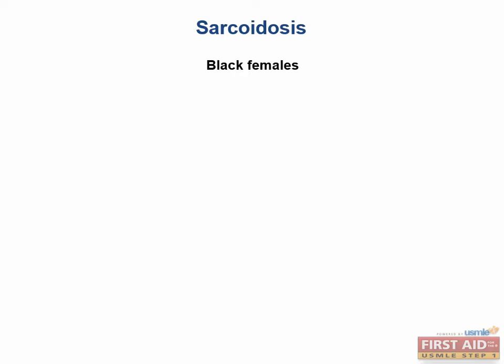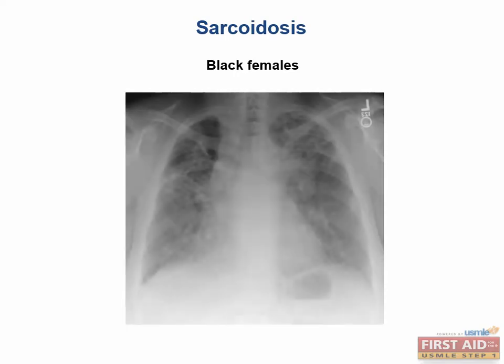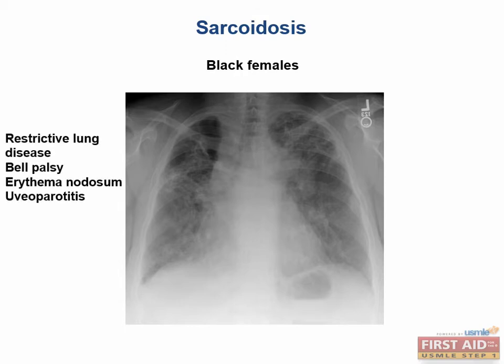So what's the most important presenting symptom? Restrictive lung disease. Chest x-ray will classically show bilateral hilar lymphadenopathy or reticular opacities. Aside from this, some of the other signs include Bell's palsy, erythema nodosum, and uveitis.